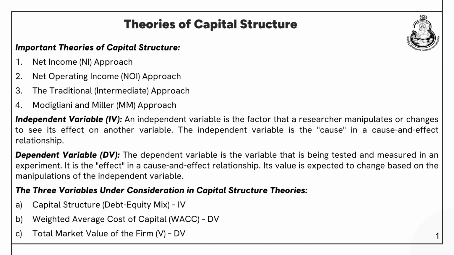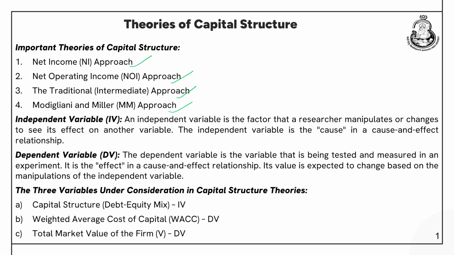So, theories of capital structure. There are 4 essential theories of capital structure. The first one is the net income approach. The second one is the net operating income approach. The third one is the traditional approach, also known as the intermediate approach. And the fourth one is the Modigliani and Miller approach. Before delving deeper into these theories, let us first understand the concept of independent and dependent variables so that we can understand these theories in a better way.